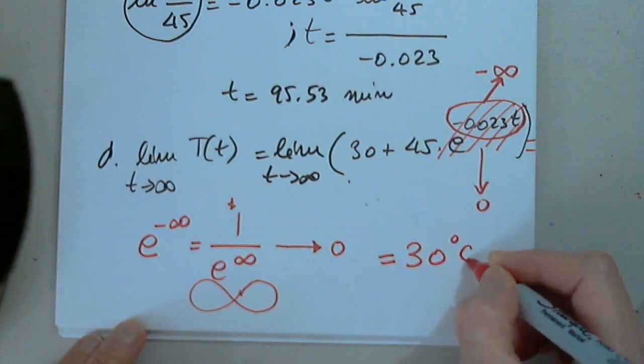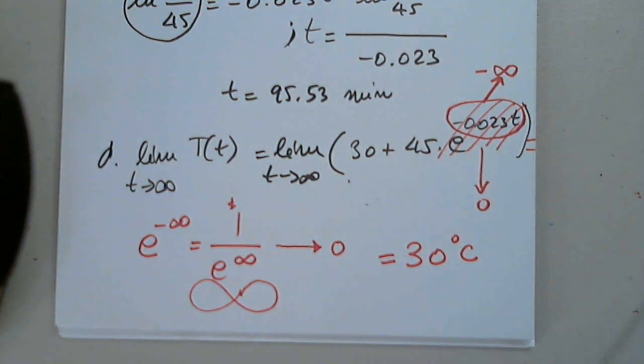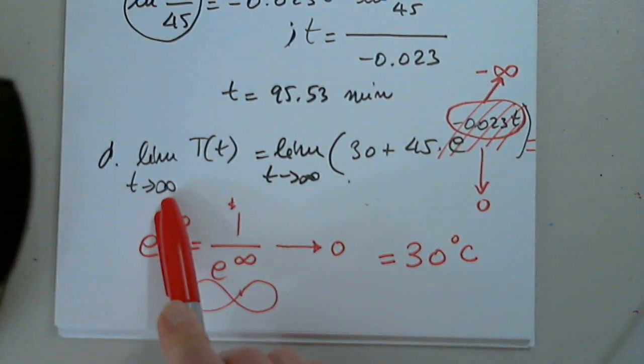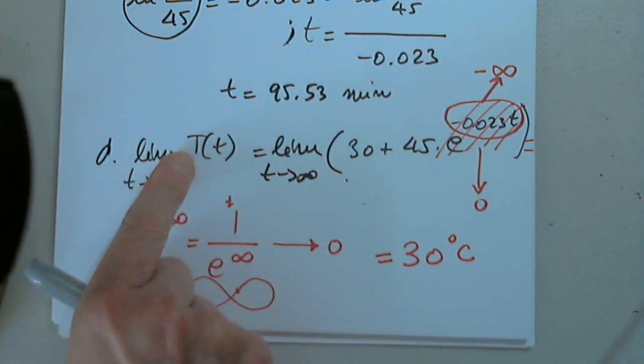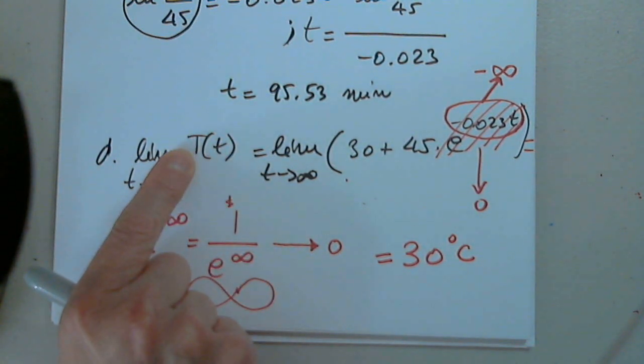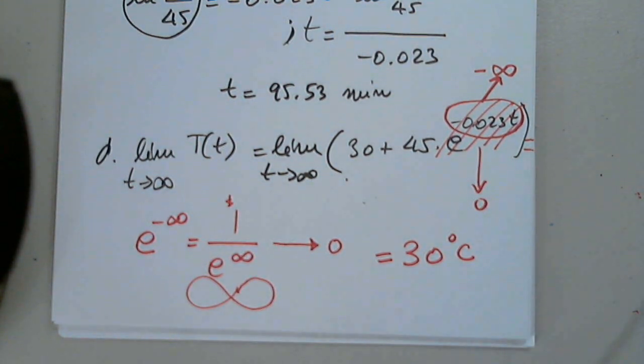Okay, what does this mean? Well, 30 degrees Celsius, the ambient temperature probably. So as time goes by, the temperature of the cup of coffee cannot go below 30, because I'm assuming that's the temperature around the cup. Good. Okay. Any questions on this for me? Any questions?